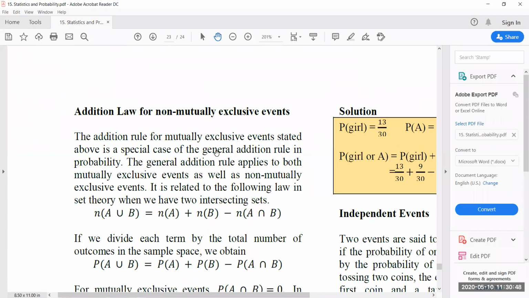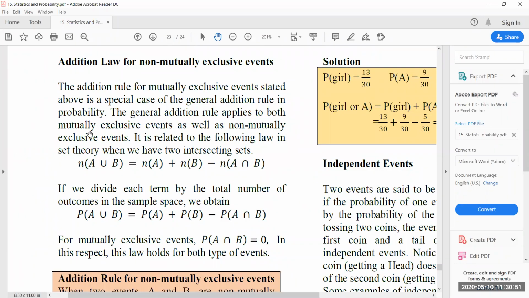So the addition law for non-mutually exclusive events. The addition law for mutually exclusive events stated above is a special case of the general addition rule in probability. The general addition rule applies to both mutually exclusive events as well as non-mutually exclusive events. It is related to the following law in set theory when we have two intersecting sets. The number of elements in A union B is equal to the number of elements in A plus the number of elements in B minus the number of elements in A intersect B. So this is in the set theory handout.